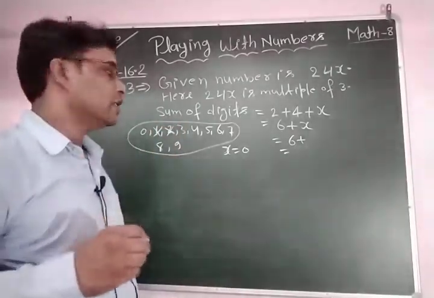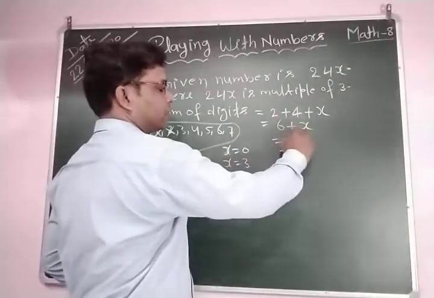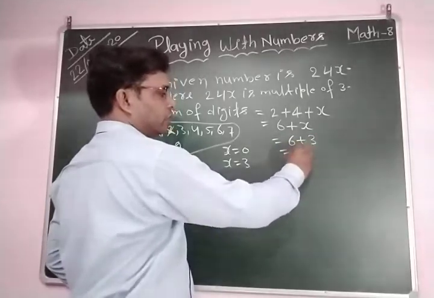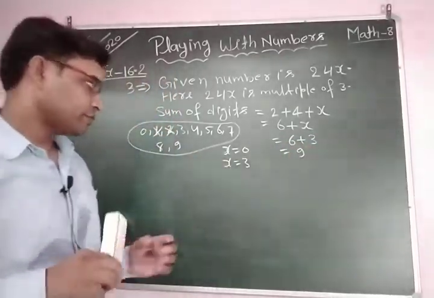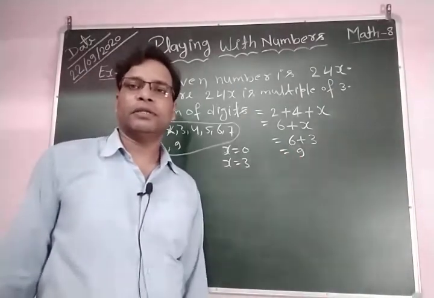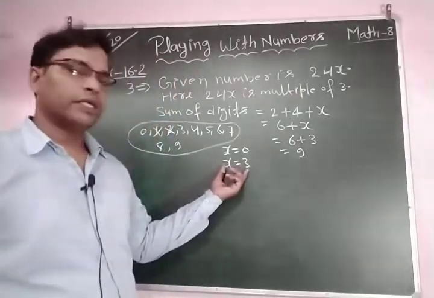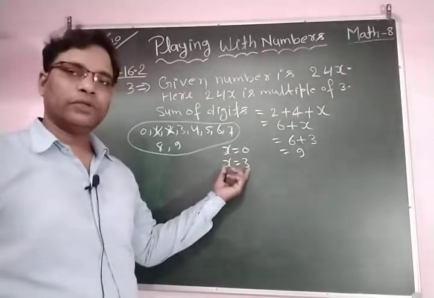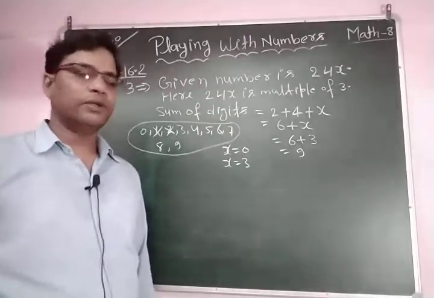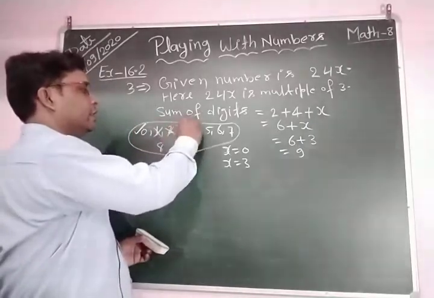Again we take 3, the value of x is equal to 3. If you take x is equal to 3, so this is equal to x plus 6, and here we take x is equal to 3, then we have 6 plus 3 is equal to 9. So you can see here x is equal to 3, you have 9. 9 is a multiple of 3, or you can say 3 divides 9. So it means that x is equal to 3 and x is equal to 0 are the values for which the given number is a multiple of 3. Okay, now 0 is our correct answer and 3 is our correct answer.